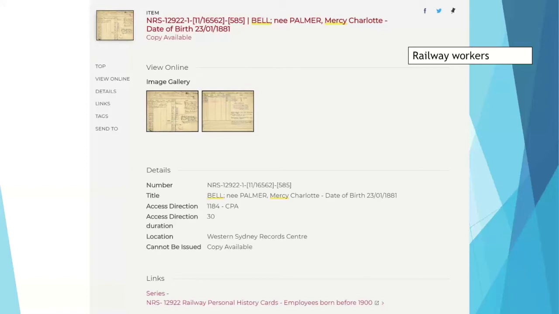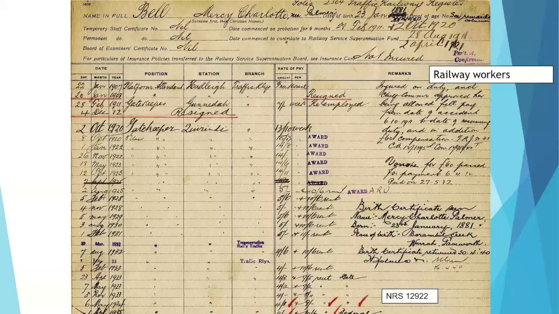So all you have to do is go to our catalogue, and here I've just put in the search term Mercy Bell, and I've come up with her railway history card. And if we go to the next page, we can see what it looks like. So here we've got Mercy Bell. She was a gatekeeper at Quirindi. Before that, she was a platform attendant at Hadley and a gatekeeper at Gunnedah. It tells us the dates that she worked for the railways. So she started in 07 and finished in 1912, then re-employed in 1920, and she kept that position going for quite a long time.